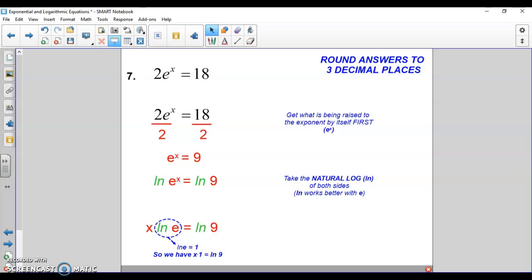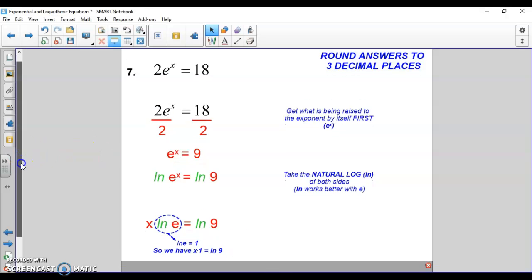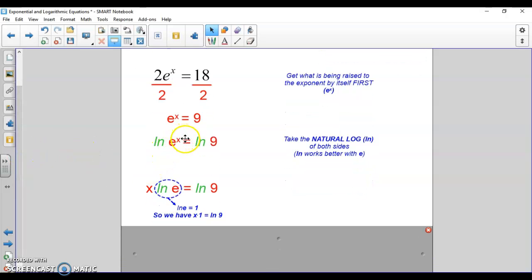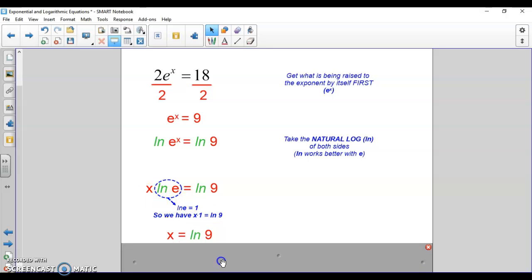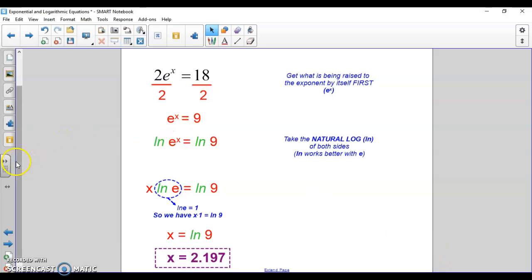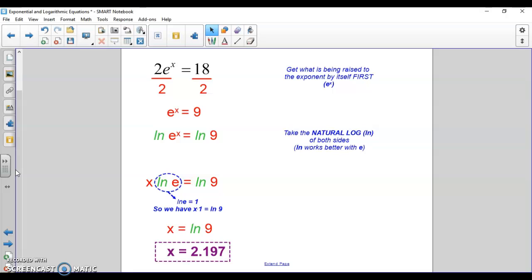So natural log of e to the x, you move the exponent out front, so x times ln of e. ln of e is 1, so x times 1 is just x. So x just equals the natural log of 9, whatever that is. In that case, it's 2.197. That's why natural log is easier to use. We don't need to divide by anything at this point.